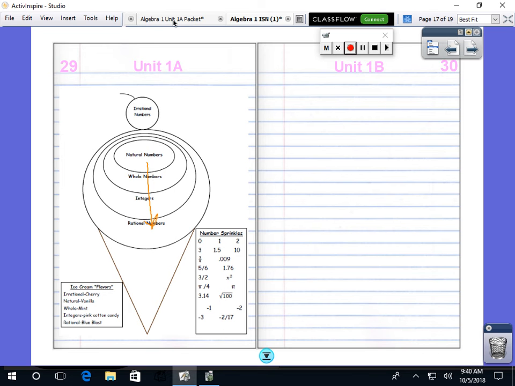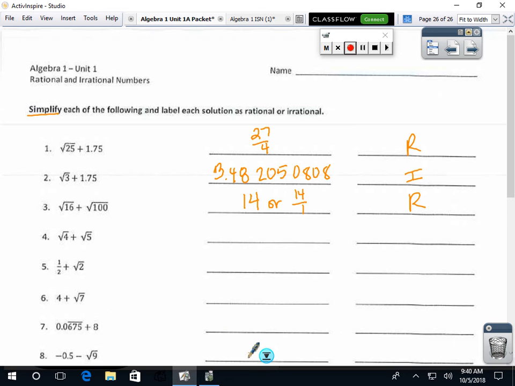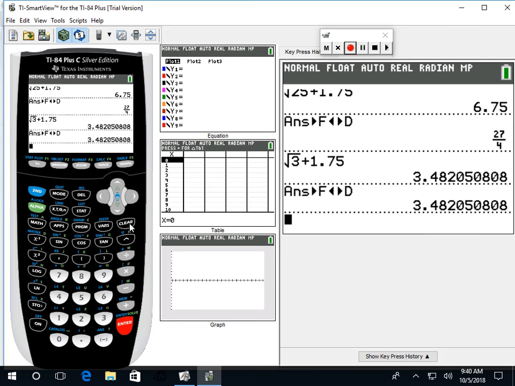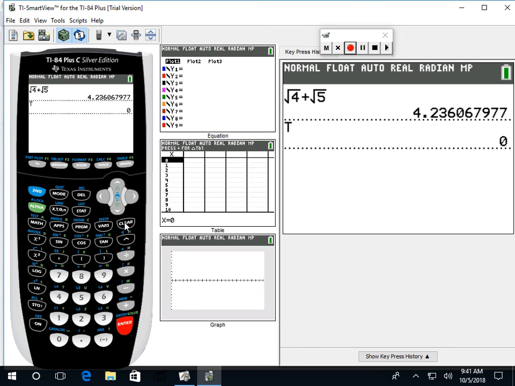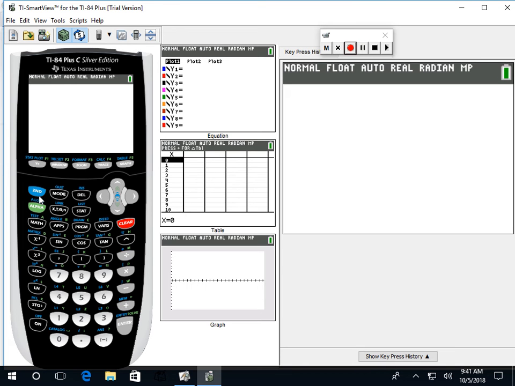Okay, so now let's look at number 4. The square root of 4 plus the square root of 5. Okay, that's not looking good to be rational because it doesn't have any kind of repeating pattern. It doesn't look like it's terminating. And so I do alpha y equals number 4 and see that it spits, oops, I did not do the right thing. Hold on. Square root of 4 plus square root of 5.